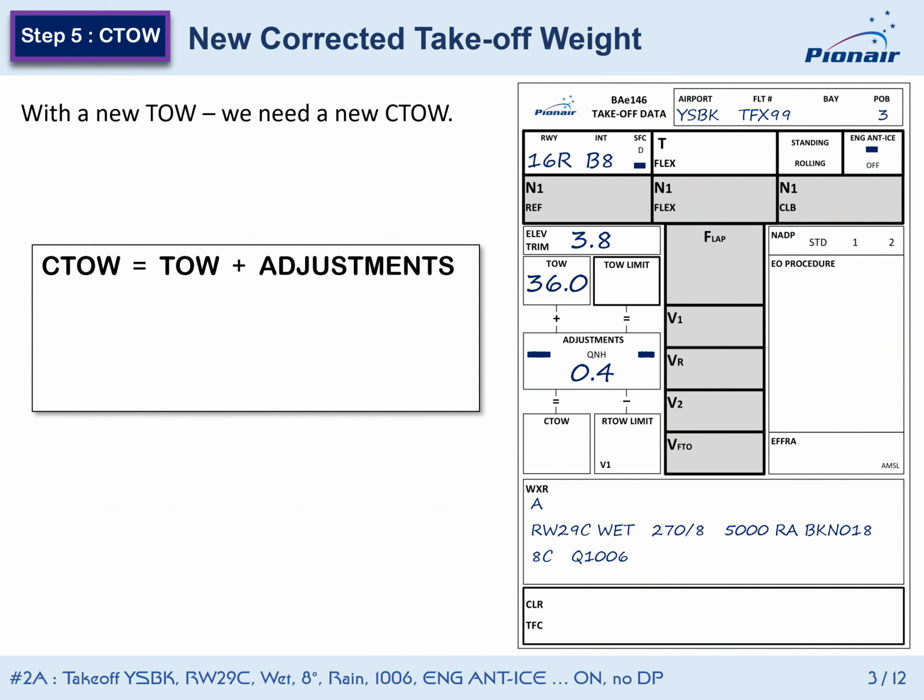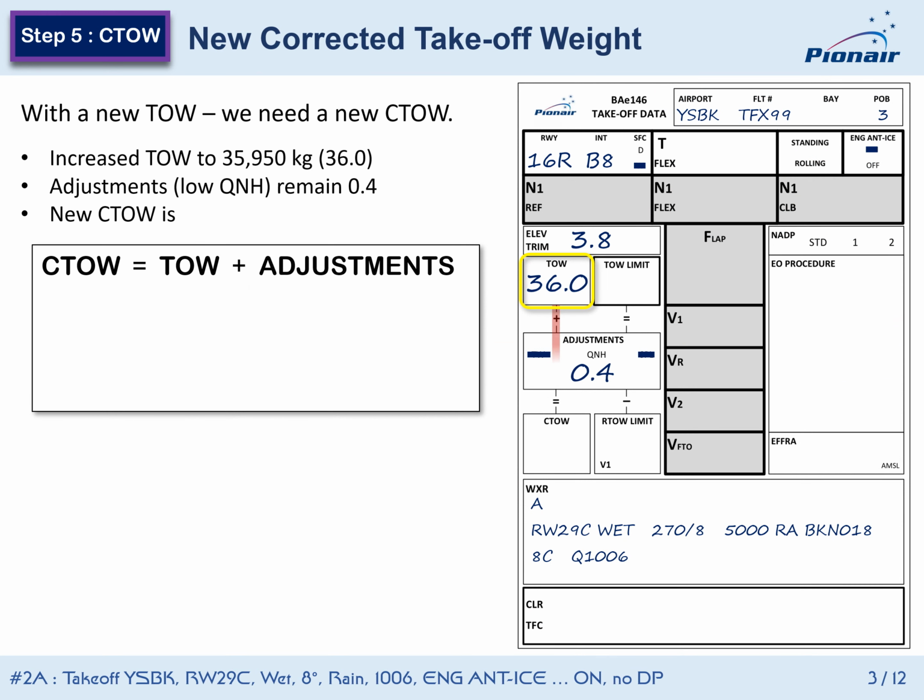Before we get down to the business in step 8, a quick update of step 5, corrected takeoff weight. So with a new higher TOW, we also have a higher CTOW. And as before, we take the TOW, add the adjustments to get the CTOW ready to compare with the most limiting RTOW from the rack manual.